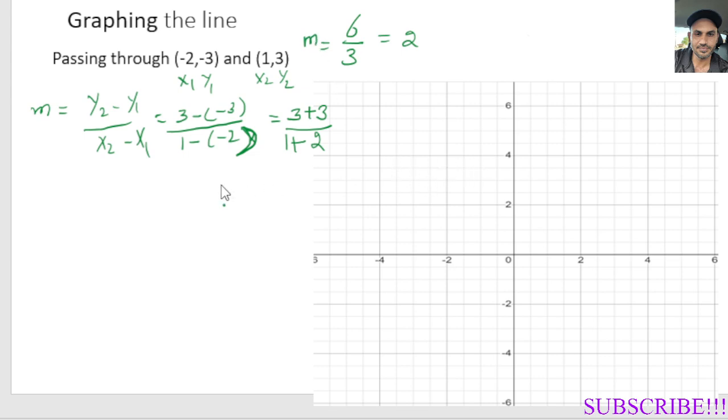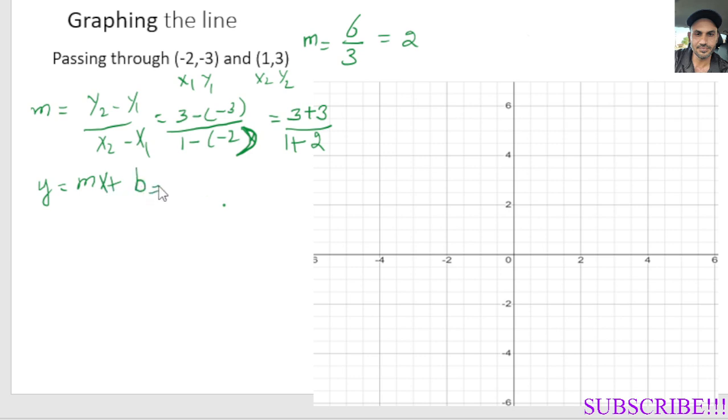Now, if you have to find the equation of the line, then you can use this information to find it. But you can also just use this information and one of these points to graph the line. But let's find the y-intercept as well, so we have the full equation of the line. We know that y equals mx plus b. This is the generic form.